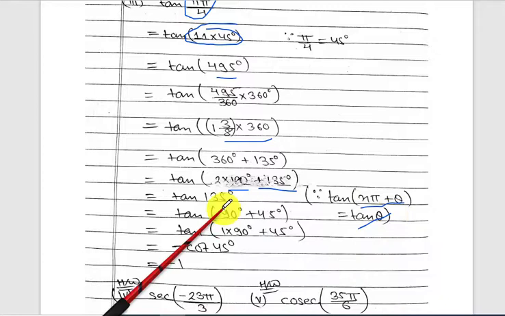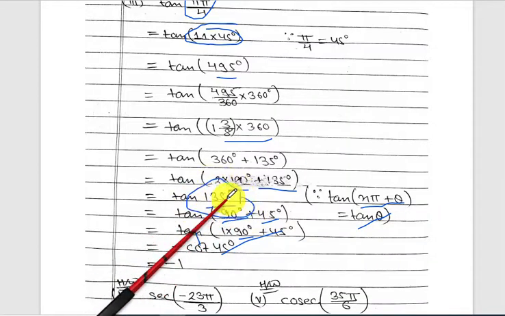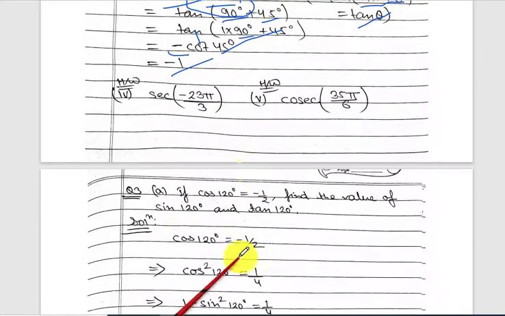Now this 135 can be written as 90 plus 45. 90 means 1 into 90, 1 is odd, so tan becomes cot. Then 45. Now we have to decide plus or minus over here. This 135 is in the second quadrant, and in the second quadrant tan is negative. That's why minus sign over here, so you get minus 1. These two are homework.